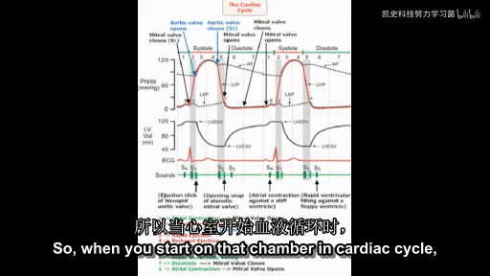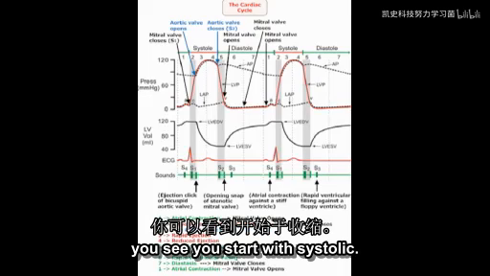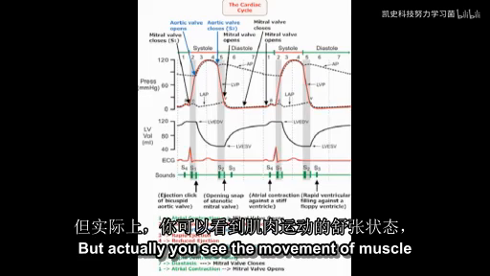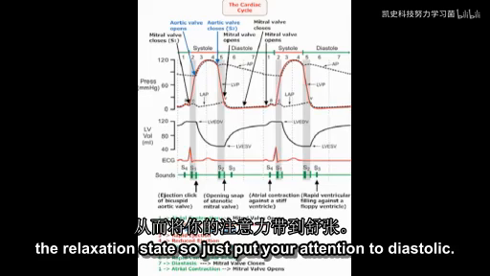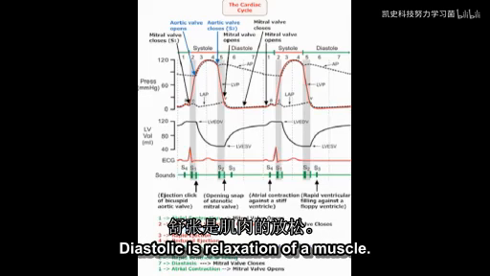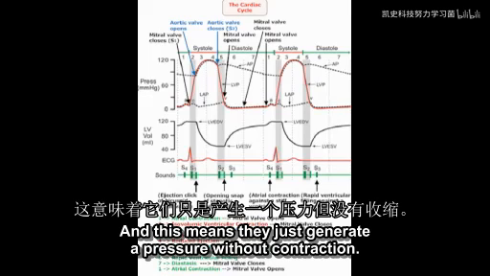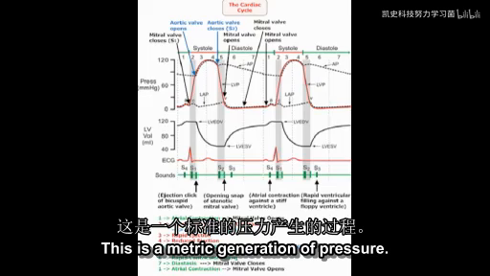So when you start on that chamber in the cardiac cycle, you see you start with systolic, but actually because of the movement of the muscles, we are supposed to look at the relaxation state. So put your attention when diastolic is written. Diastolic is relaxation of a muscle, and this means they just generate pressure without contraction. It means isometric generation of pressure.